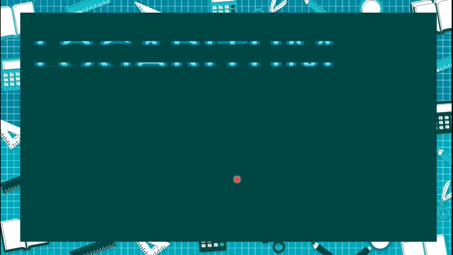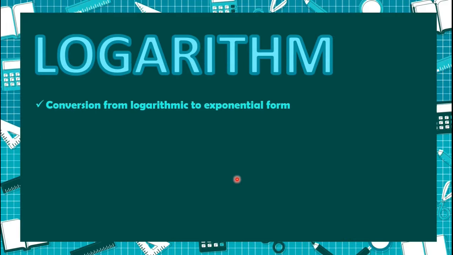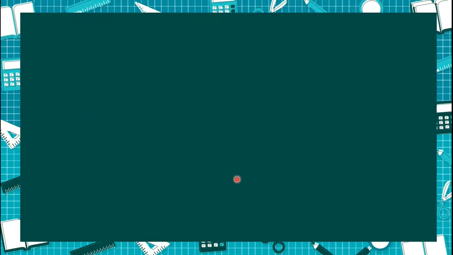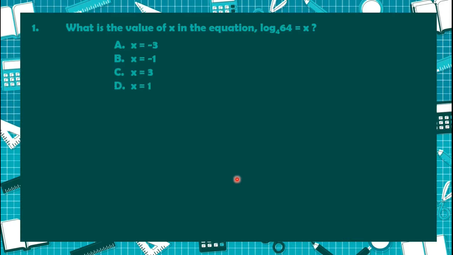And let's proceed with our last topic, which is logarithm, where we'll be converting from logarithmic form to exponential form and solving logarithmic equations. Let's proceed with our question number 1. What is the value of x in the equation the logarithm of 64 with the base 4 equals x? We have A, B, C, or D.